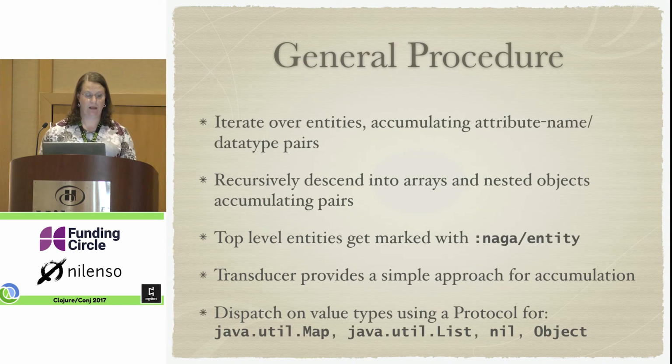So, the general procedure we have here is that we iterate over all the entities we receive and accumulate all of the attribute names and data types they refer to. We also recurse down into arrays and objects. Once we have all of the pairs, we can then build the schema.